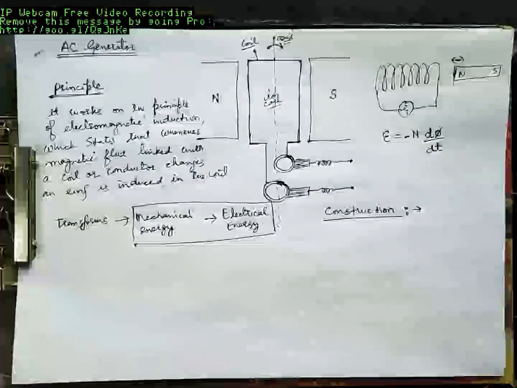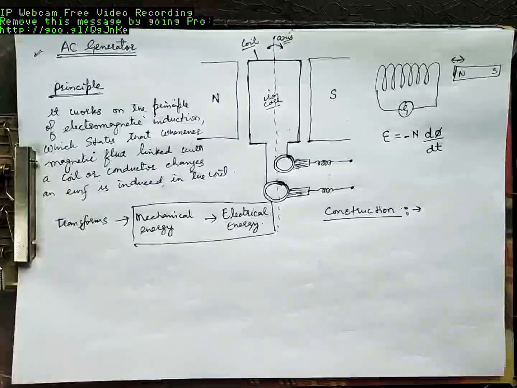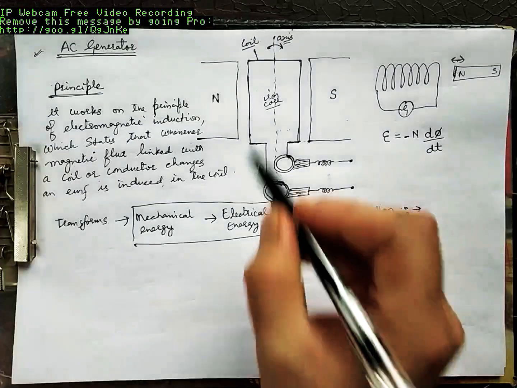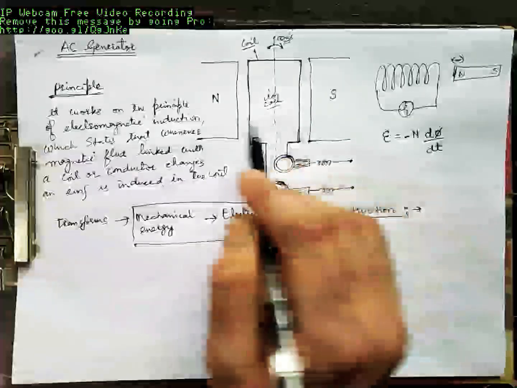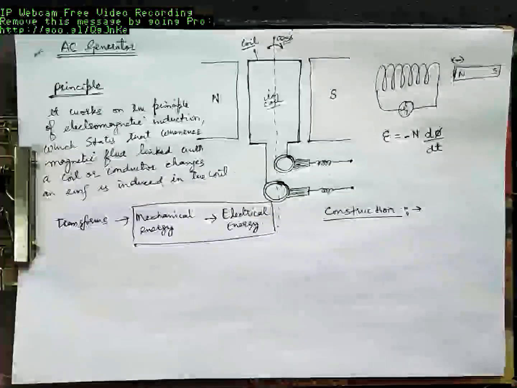Why iron? Why not wood? Why not aluminium? Why not copper? Because iron is a ferromagnetic material. You remember this? We discussed this in the magnetic materials class, where we studied that iron has magnetic permeability around 4,000 to 6,000 times that of air. So this allows flux to pass through it. That's why this is usually wound on an iron core.